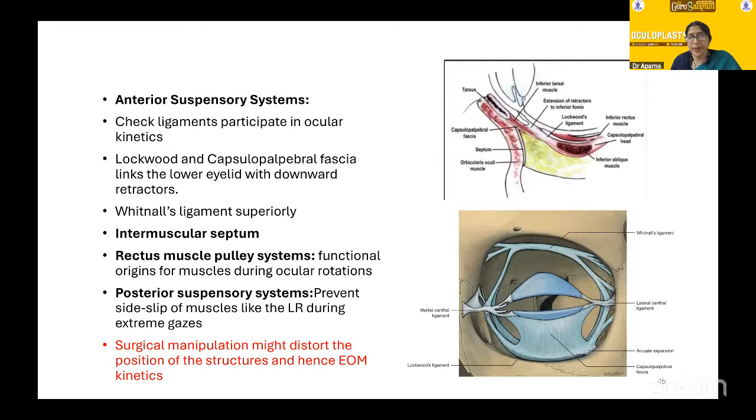Then there are anterior suspensory systems, which include the check ligaments, the Lockwood, and the capsulopalpebral fascia, which link the lower eyelid with the downward retractors. And there is also Whitnall's ligament superiorly. We have the intermuscular septum. The rectus muscle pulley systems have been defined, and there is a posterior suspensory system to prevent slippage of extraocular muscles during extreme excursions of the globe. So surgical manipulation might distort the position of these structures, and hence the extraocular muscle kinetics can be hampered.